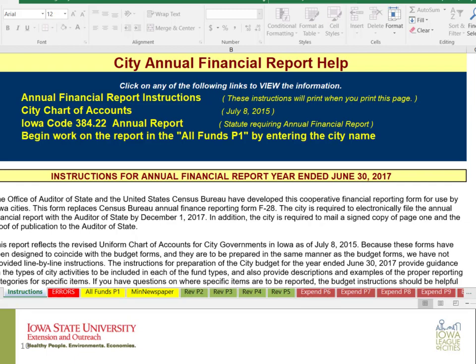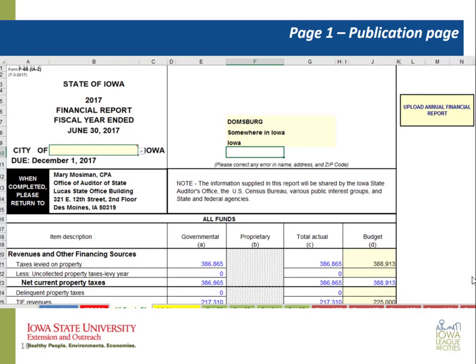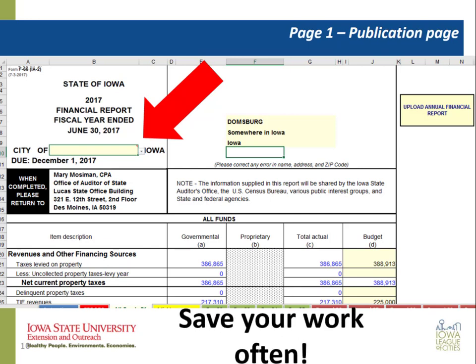Now let's get started. Page 1, the publication page. The first thing that you need to do on the publication page is fill out the name of your city. They are listed in a handy drop-down menu in alphabetical order. When you fill in the name of your city, it will populate your name, address, and some other material that we will cover later. Here's my first reminder: save your work and save it often.